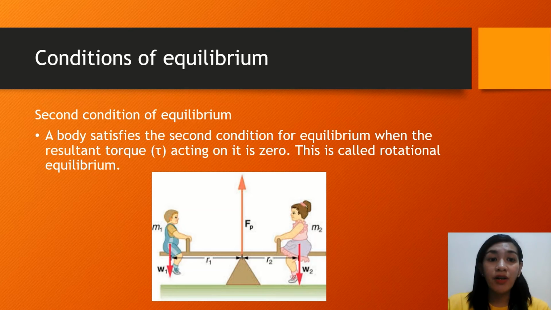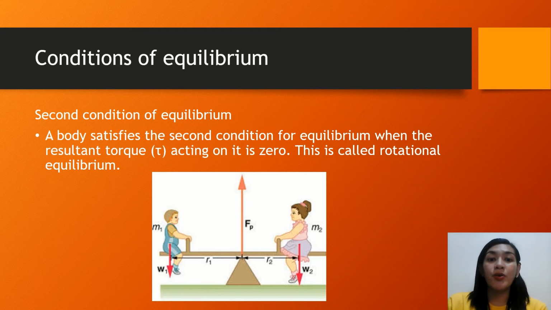Next, we have the second condition. So a body satisfies the second condition for equilibrium when the resultant torque acting on it is zero. Okay, so torque actually refers to the rotational or twisting effect of a force. So the second condition is called the rotational equilibrium. Okay, so the best example for the second condition is when you see children playing on the seesaw. Okay, so yung twisting effect of force would be at the middle part of your seesaw.